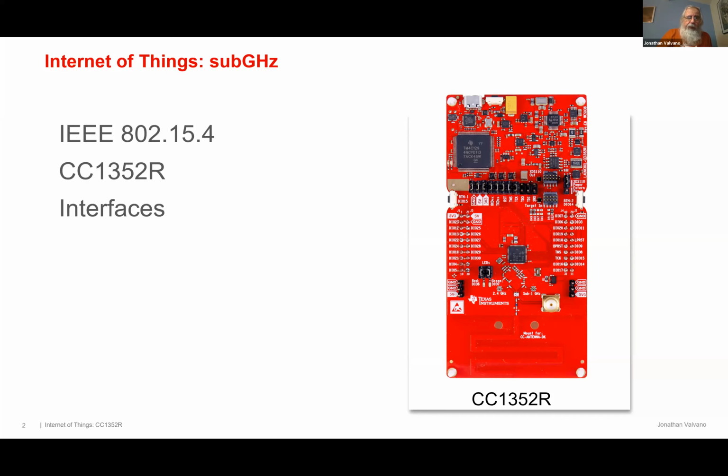Now, the demo that I'm going to show you, where'd it go? I have a couple of demos here. Where'd they go? The demos I'm going to show you are not the 1352, but they're actually the 1310. It has the same 802.15.4 interface, but we'll get to the demo here in a moment. Okay.